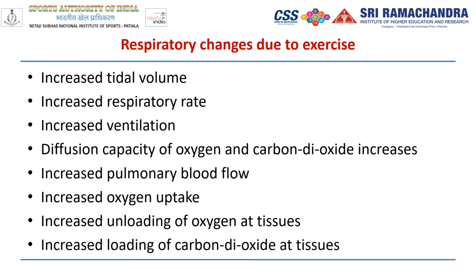Also, there is an increase in the pulmonary blood flow, so that more blood gets oxygenated. The oxygen uptake, or VO2 max, increases, and there is increased unloading of oxygen at the tissues because the tissues are in great demand of oxygen. And there is increased loading of carbon dioxide to the hemoglobin at the tissues because the cells have produced more carbon dioxide due to the prevailing metabolism.